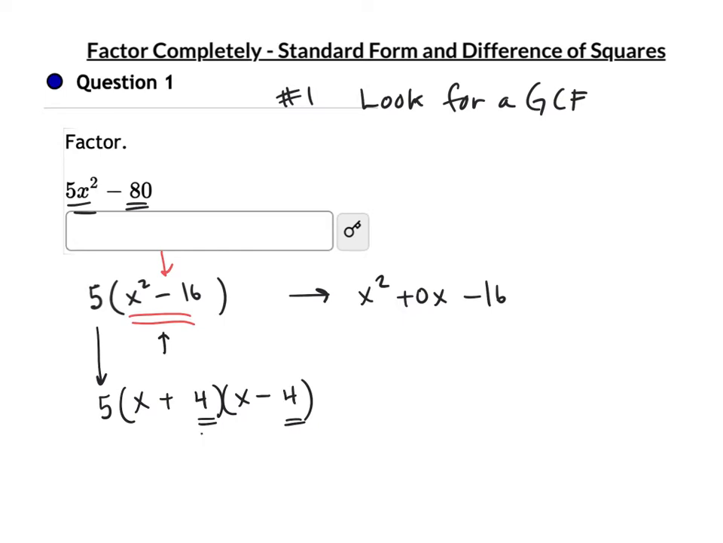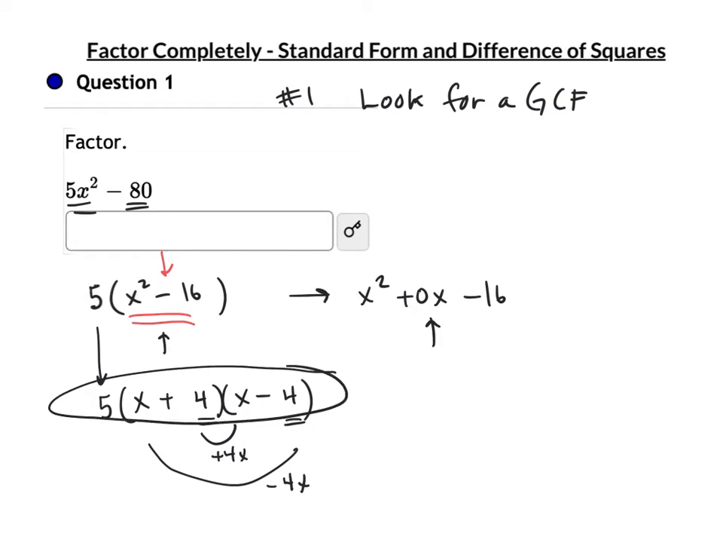And as I said, the outer and the inner make the middle term. Positive 4x on the inside, and x times negative 4 on the outside is negative 4x. And when I add positive 4x and negative 4x, I get that middle term of 0. My answer then is all of this, and you need the 5. All of this in the box, if you multiply it, will end up with what you started with.